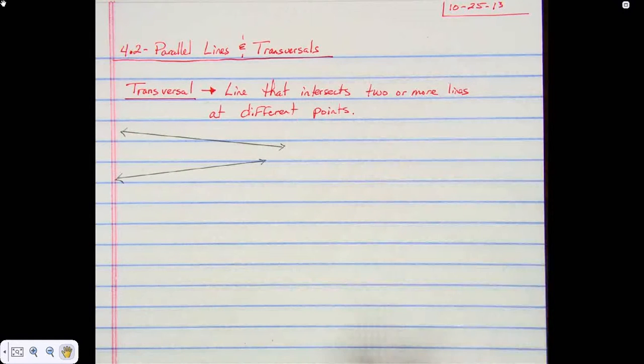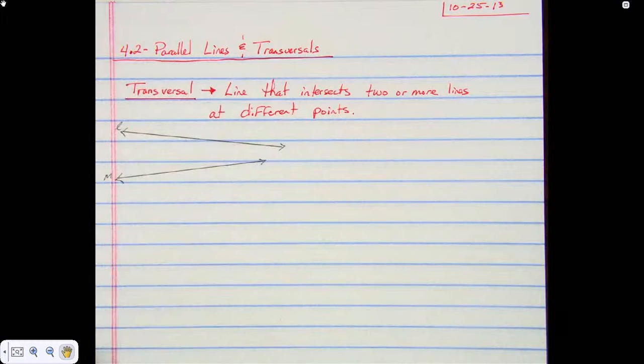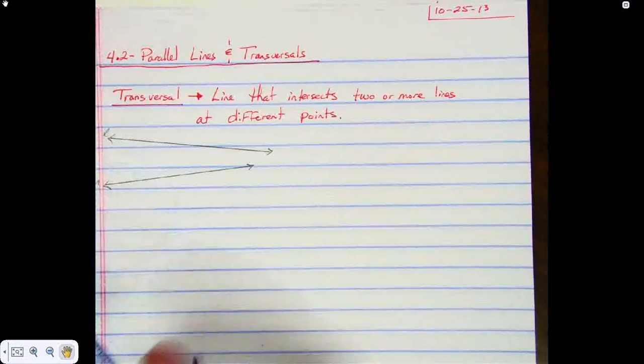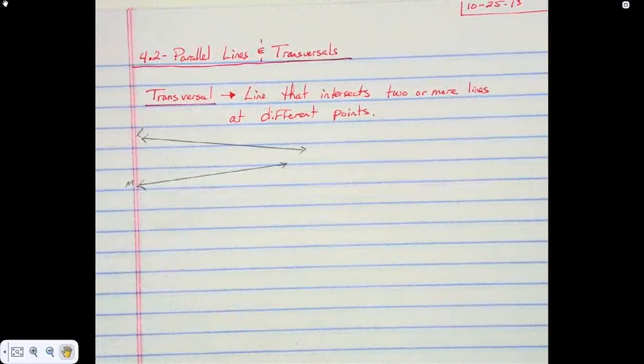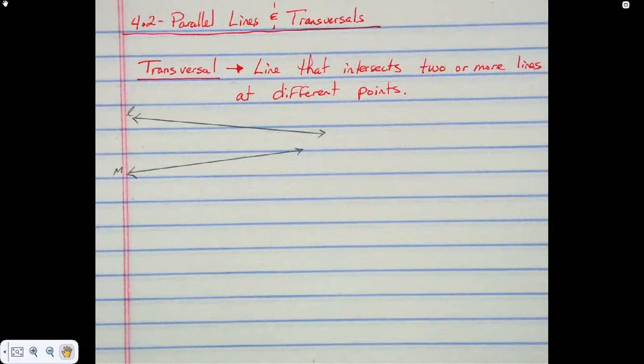Draw them very similar to how I draw them here. They're obviously not parallel. Agreed? Yes. And then that's line L and line M. Now I'm going to draw a transversal.